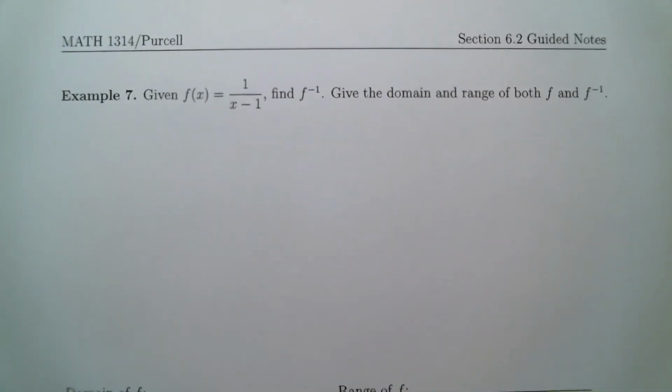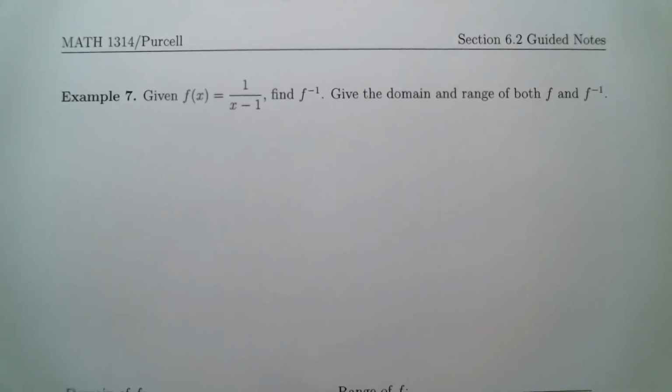Examples 7 and 8 are very similar to examples 4, 5, and 6 in that we are given a function and we have to find its inverse, and we also have to state the domain and range of both f and f inverse. The only differences between examples 7 and 8 and examples 4, 5, and 6 is that we are not doing the graphical component. We are not going to graph f and f inverse on the same grid. And the other big difference is that your original function in examples 7 and 8 is going to be a fraction. So that can get tricky.